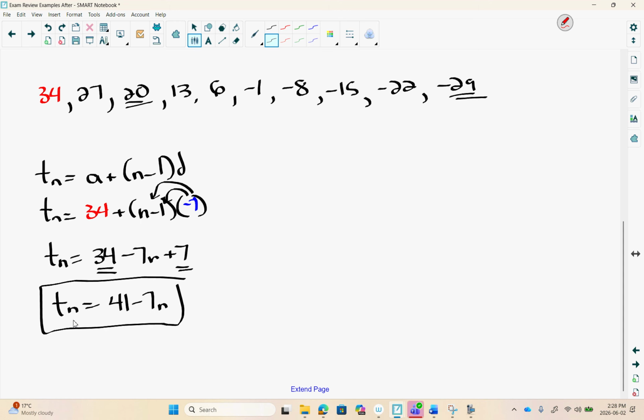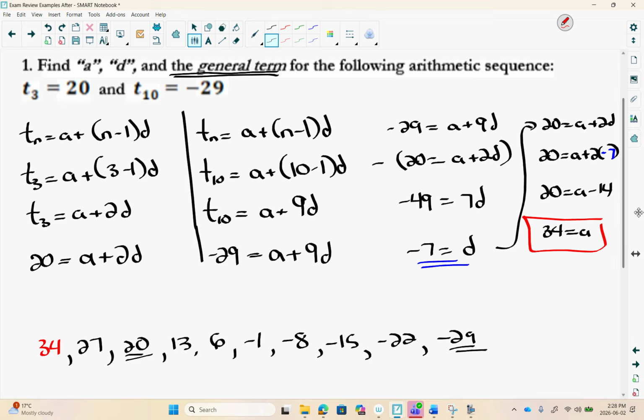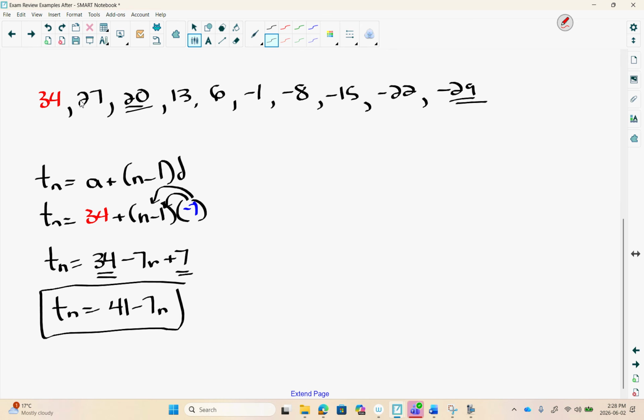If I wanted to know the first term now, plug a 1 in, I'd have 41 minus 7. That would give me 34. If I wanted to know the second term, I should get 27. Look, 41 minus 7 times 2, 41 minus 14 would bring me to 27. So I know I have the right general term. There's an example of an arithmetic sequence.